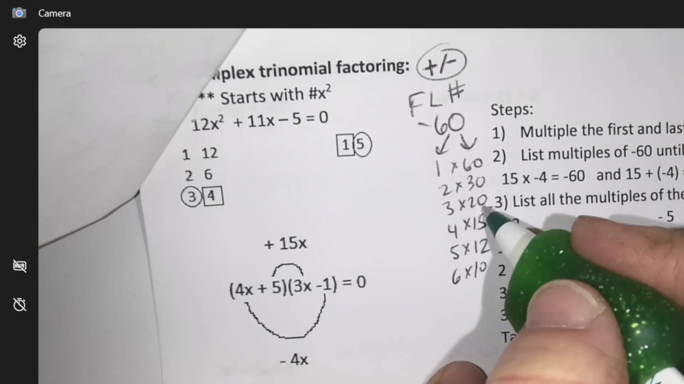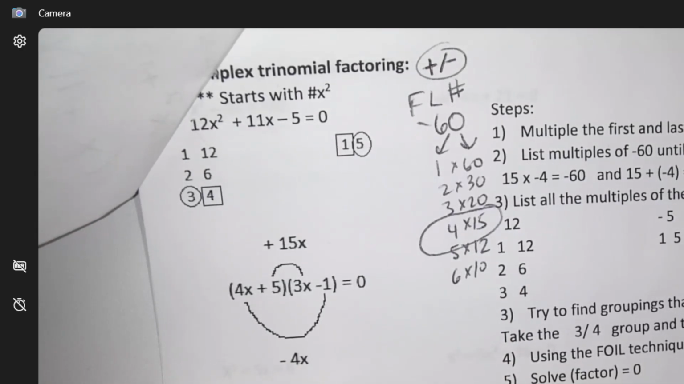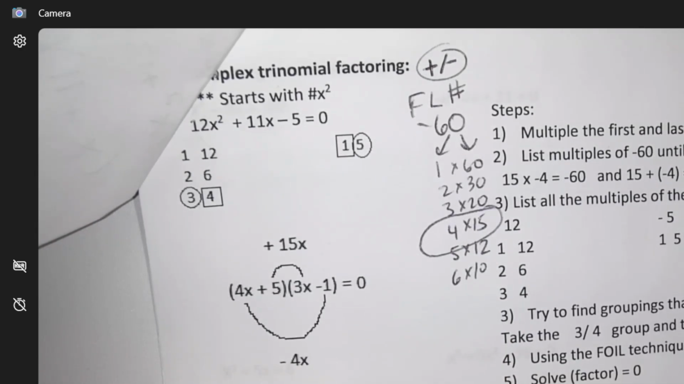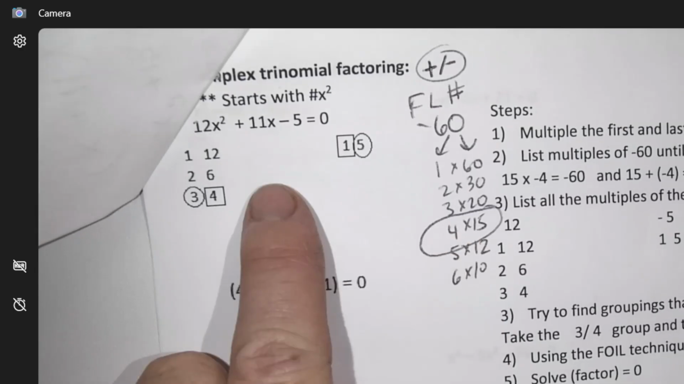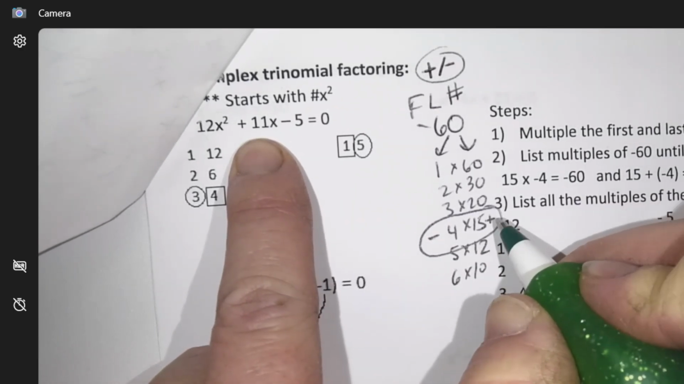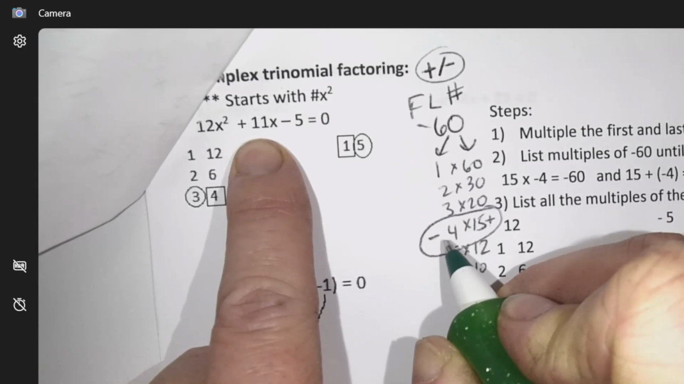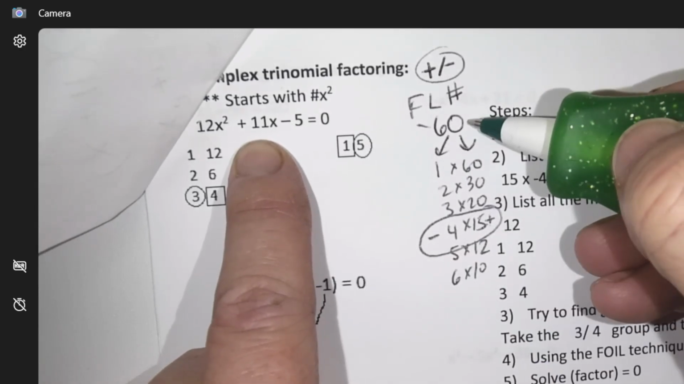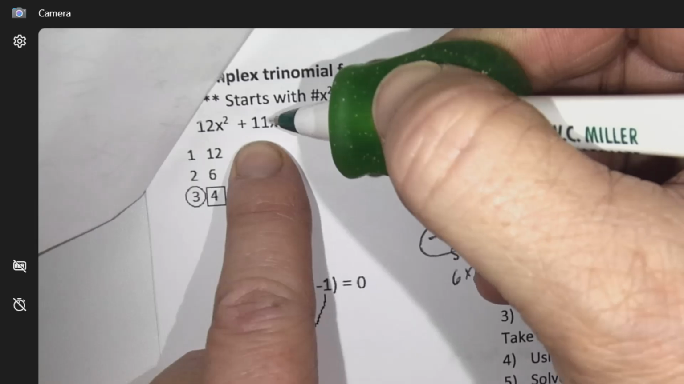Okay, so I'm going to pick 4 times 15. I have to negate one of them, and my goal is to get a plus 11. So I'm going to be doing a positive 15 and a negative 4. So does that multiply to this? Yes. Does it add to this?